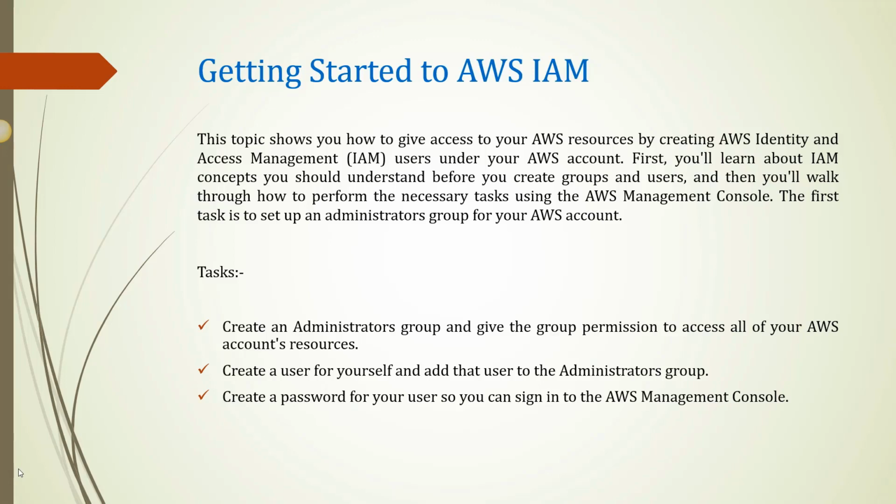The first task is to set up an administrator group for your AWS account. So here the tasks are: first, create an administrator group and give the group permission to access all of your AWS account's resources. Second, create a user for yourself and add that user to the administrator group. And third, create a password for your user so you can sign in to the AWS Management Console. So let's see all the tasks practically on the AWS Management Console.